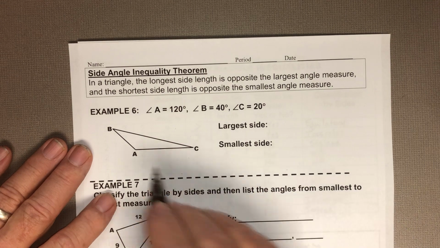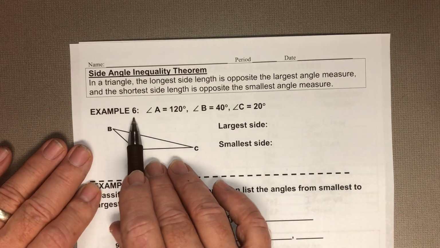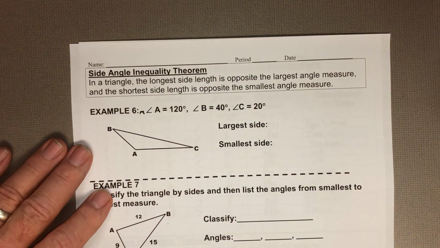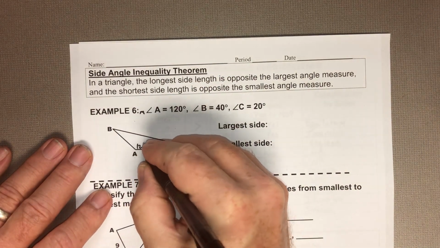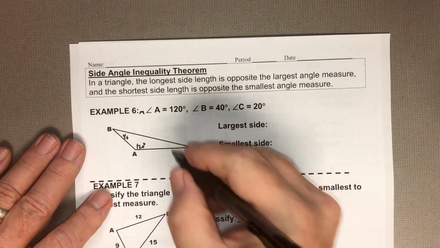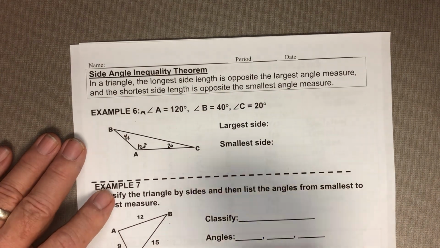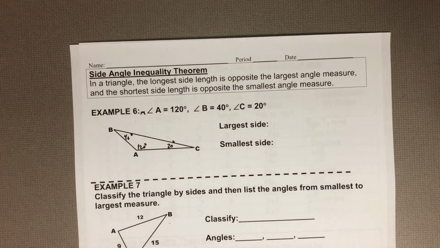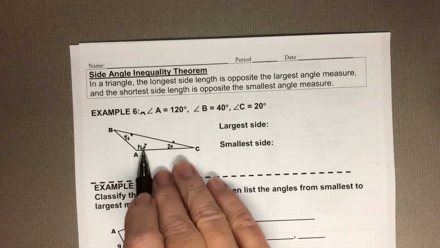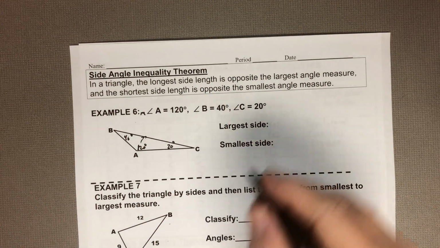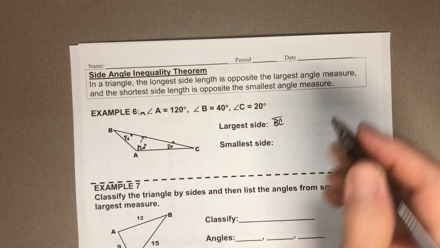All right, so example number 6 says, the measure of angle A equals 120 degrees, okay? And B over here is 40 degrees, and C over here is 20 degrees. Let me put those degree symbols on there. All right, and we want to know the longest side. Well, the longest side is going to be opposite the largest angle. A is the largest angle, so if you go opposite that, the longest side would be segment BC.